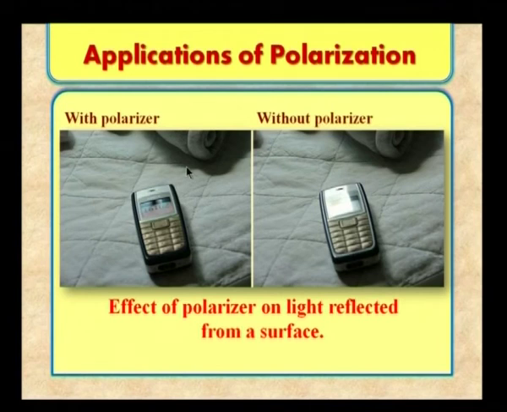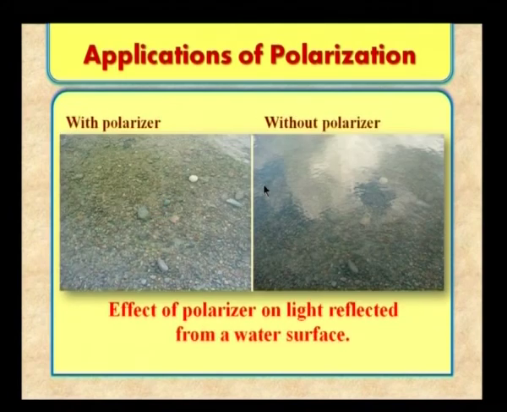Here again you see two pictures, the kind students often use. One is with polarizer, the other one is without polarizer. Now, which one is better? Effect of polarizer on light reflected from a surface. You got a surface here, you see the numbers can be read here. You see the numbers 1, 6, 1, 0, 2, the numbers can be read. Then again the surface beneath a water medium, the surface can be clearly seen with polarizer, whereas the surface is diffused without polarizer. Effect of polarizer on light reflected from a water surface, you see the clarity is much better with polarizer.